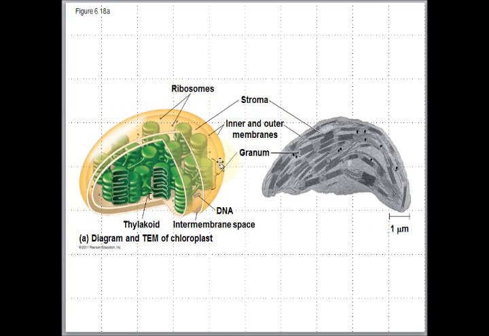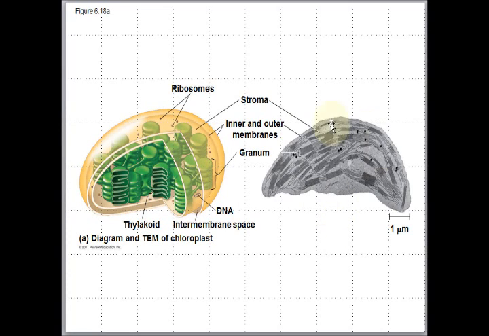So again, this would seem to indicate, because it has its own DNA, its own ribosomes, and a double membrane, that seems to be very indicative of the fact that perhaps this chloroplast was at one time its own separate photosynthetic cell, its own separate photosynthetic living creature all by itself.